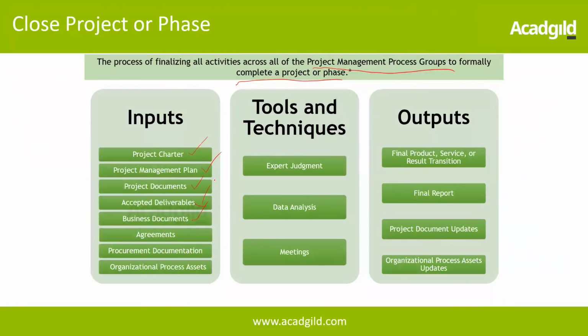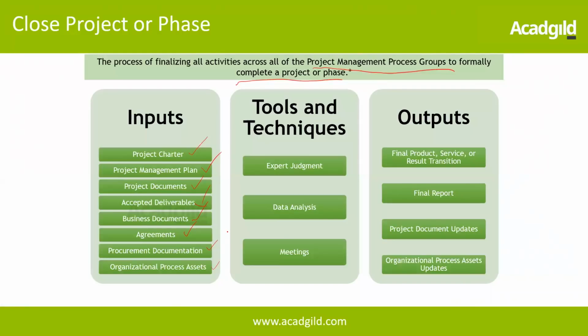Then business documents, which were the business case and the benefit management plan that we saw. Probably those are required for us to validate whether everything has been done accordingly. Then agreements, again the contracts between the customer and the service provider. Then the procurement documentation, in case some part of the work has been outsourced or any other procurement has happened for this project. Then OPA. Expert judgment is going to be one of the key techniques. Data analysis, and meetings, which we have already seen. Then finally the output is going to be final product, service or result transition.